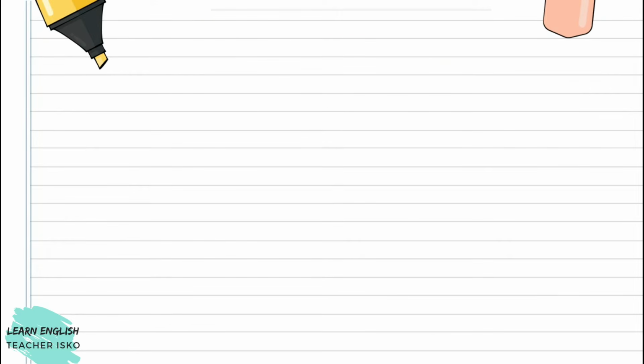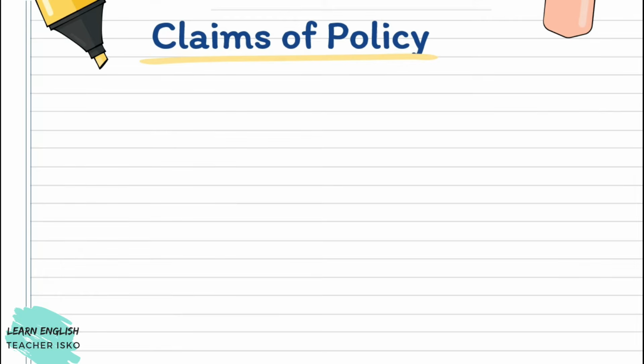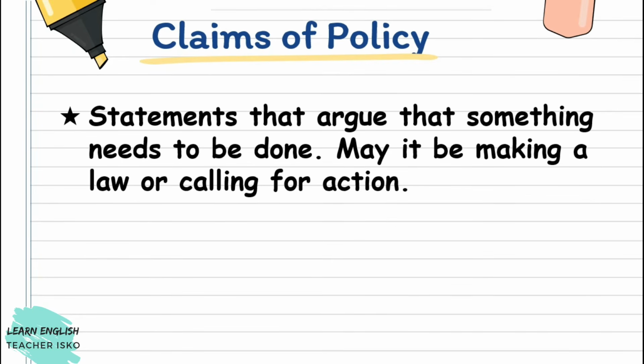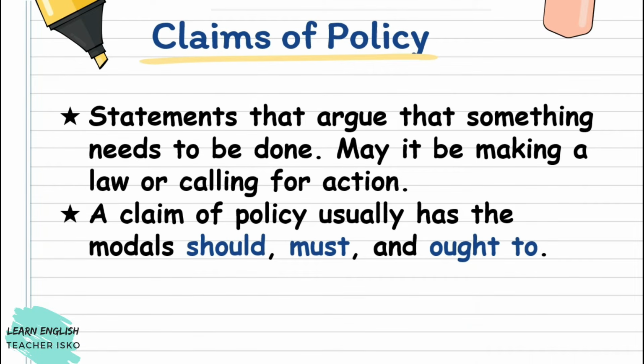There you go. Let us now move on to the second type of claim, claims of policy. These are statements that argue that something needs to be done, may it be making a law or calling for action. A claim of policy usually has the modals should, must, and ought to. On this type of claim, you are arguing that something should be or should not be done.